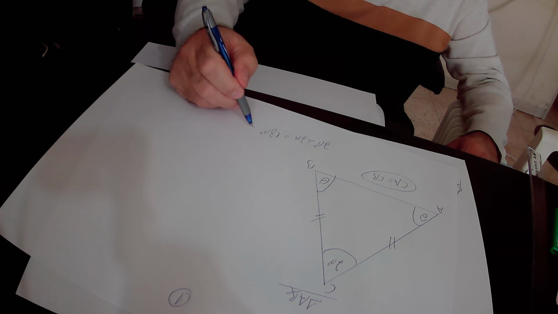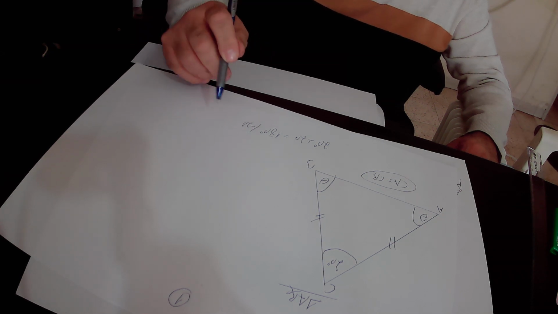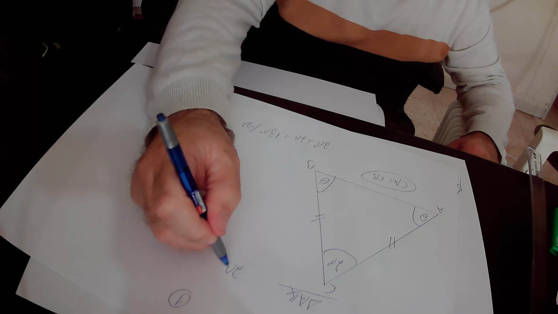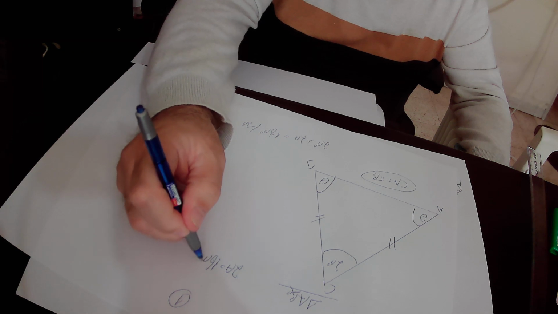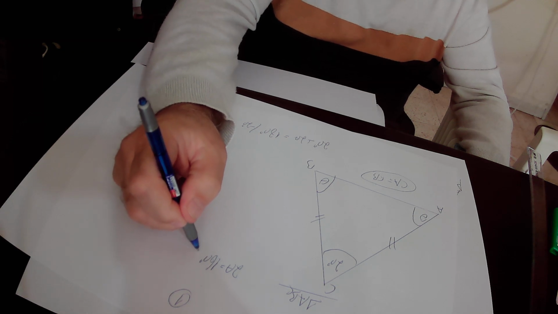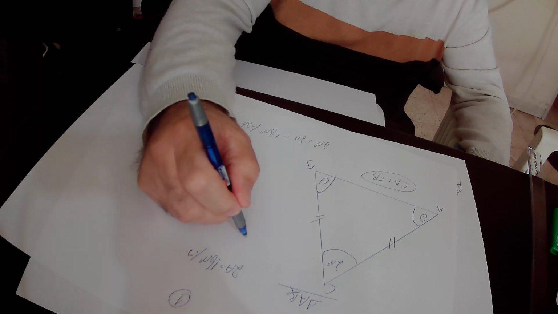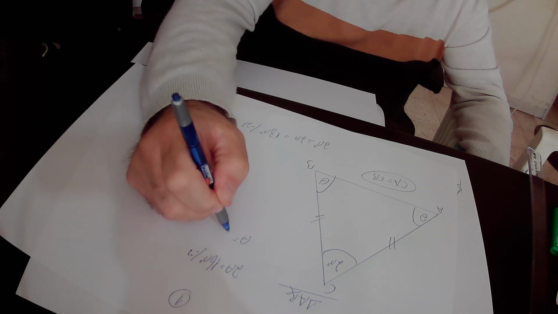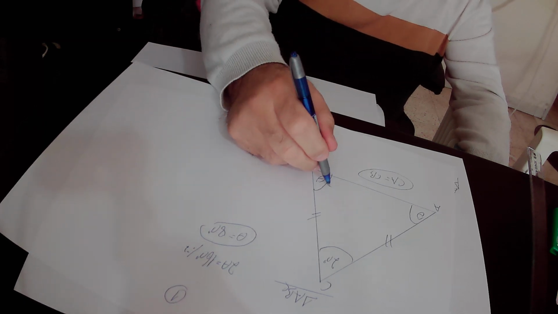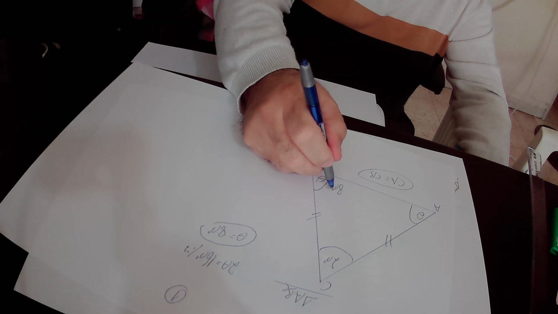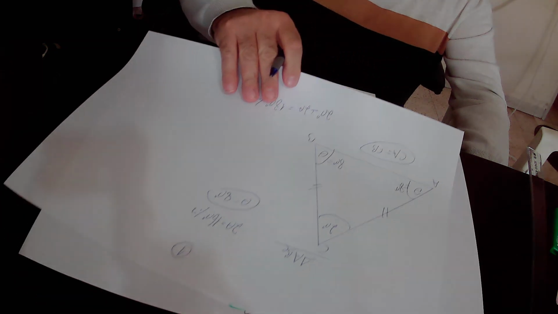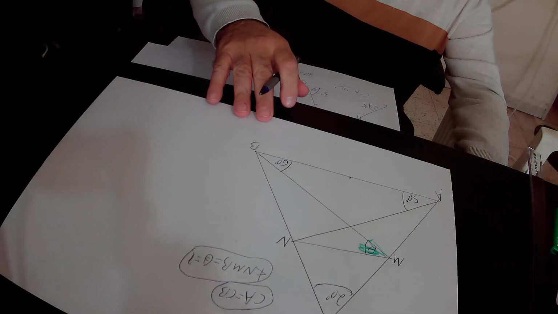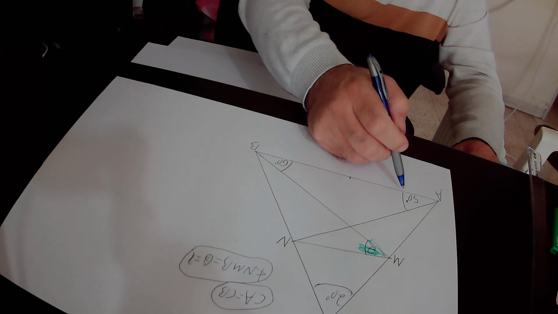We subtract 20 degrees from this equation, and we get that 2 theta equals 180 degrees minus 20 degrees, it is 160 degrees. So 2 theta equals 160 degrees. We divide this equation by 2, and you get that angle theta equals 160 degrees over 2, it is 80 degrees. Okay, so this angle theta equals 80 degrees, and this angle theta is also equal to 80 degrees. So this is angle theta that is equal to 80 degrees.